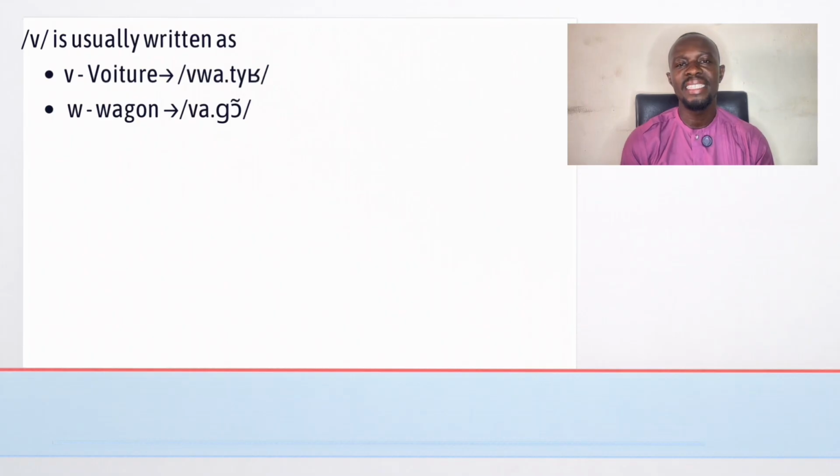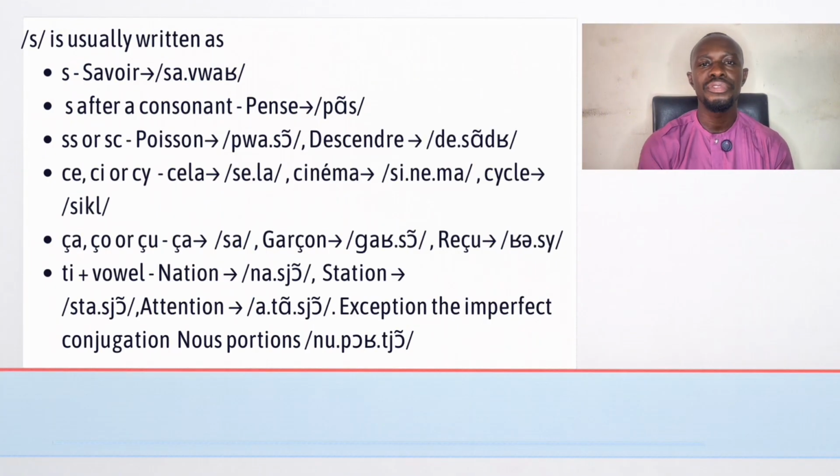V is usually written as follows. Anywhere you see the letter V, you pronounce it as V. Now you can find it in words like voiture. Now also the letter W in French gives us the V sound, and you can find it in words such as wagon.